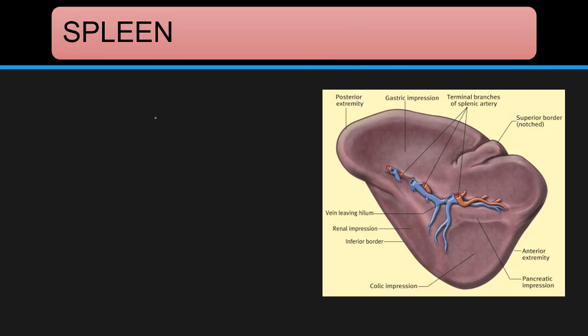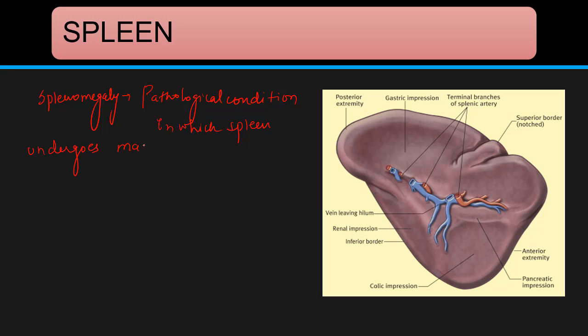This is the spleen. There is a term splenomegaly, which is a pathological condition in which a spleen undergoes massive swelling or enlargement.